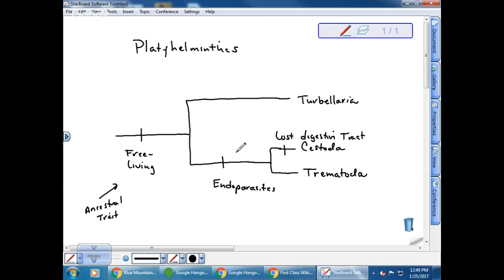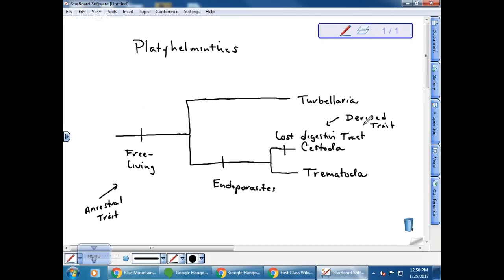Okay. When we look at this trait, like right here, does anybody remember what the cestodes are commonly referred to as? Cestoda. Tapeworm. Okay. So lost digestive tract. So this is actually what we would describe as a derived trait. Right? So you think, oh, well, they're more simple. They don't have a digestive tract. So that must be the ancestral trait.